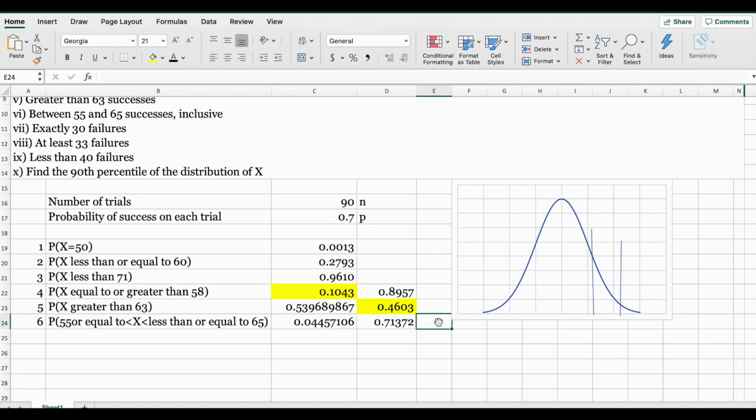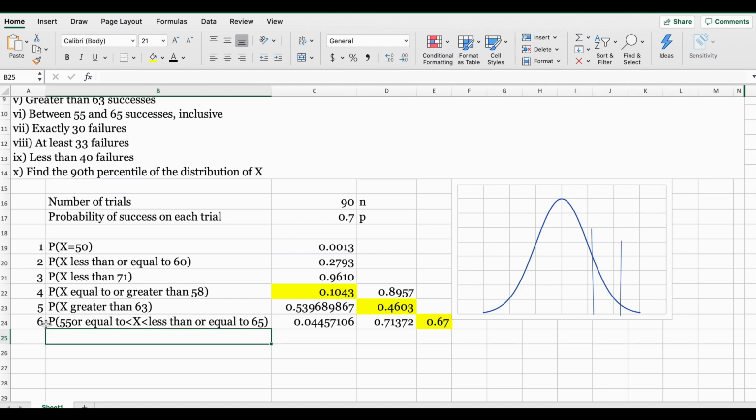So taking the difference of these 2 probabilities, the probability that x is greater than or equal to 55 but less than or equal to 65 is 0.67. Let's move on to question number 7 now. Question number 7 is asking us to find the probability of x when it's exactly 30 failures.